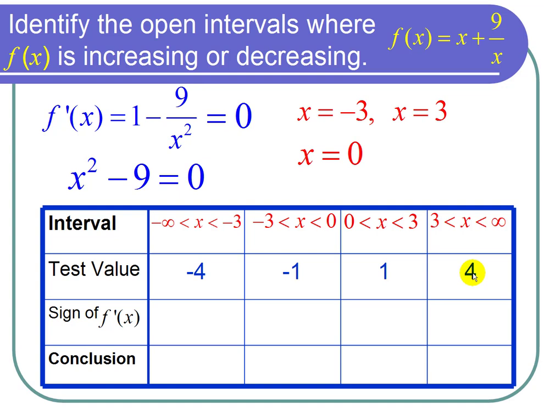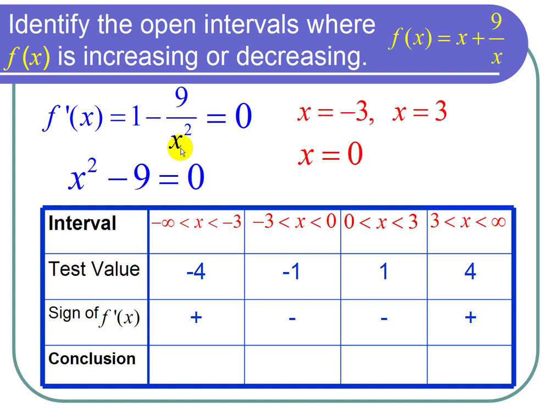So for example, if I plug in negative 4, I get 1 minus 9 over 16, and that's a positive number. If I plug in negative 1, I get 1 minus 9 over 1 squared, which is negative 8, so that's a negative number. Similarly, if I plug in 1, I get negative 8, which is a negative number. And if I plug in 4, I get again 1 minus 9 over 16, and that's a positive number.